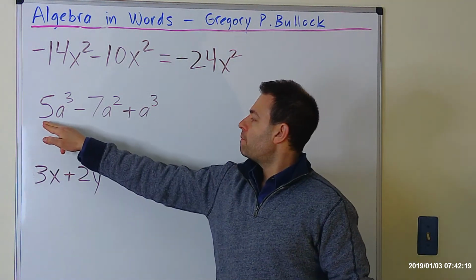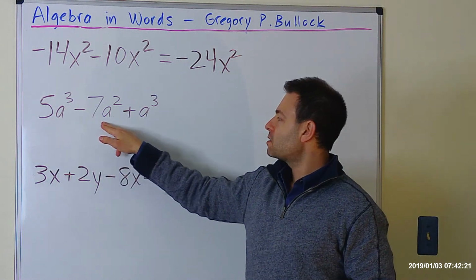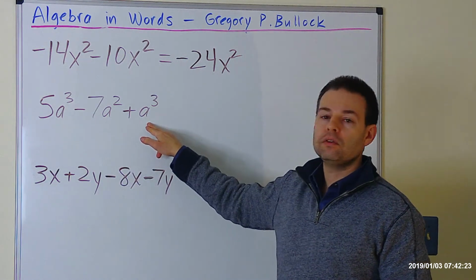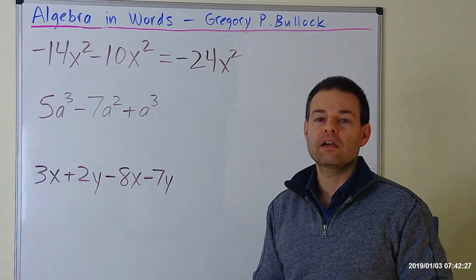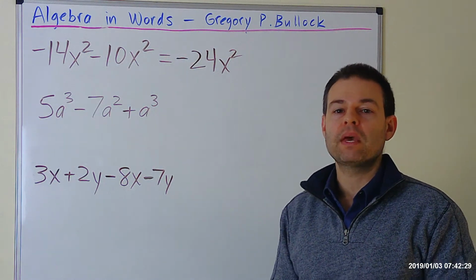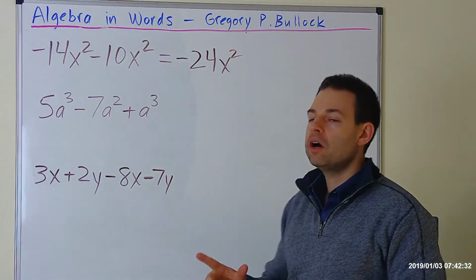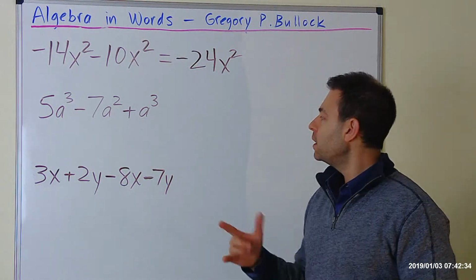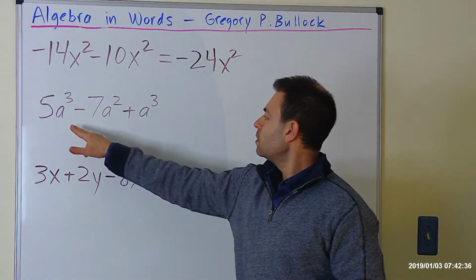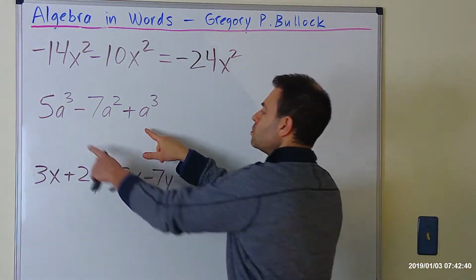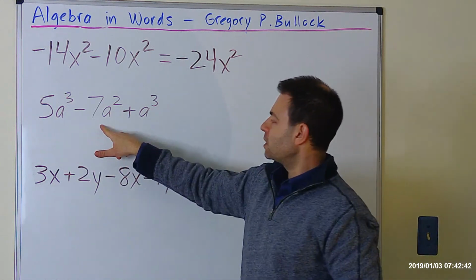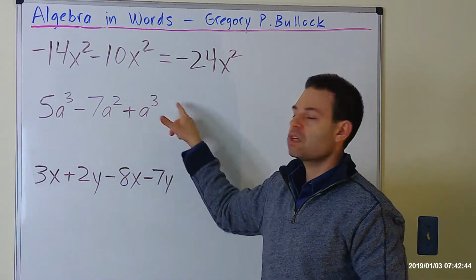In the next one we have 5a cubed minus 7a squared plus a cubed. All right, what are the like terms? Well, clearly all the variables have the same base of a. But do they all have the same exponent? And the answer is no. This term has a cubed, this term has a cubed. These two are alike, but this one is not alike because it does not have the same exponent as the others.